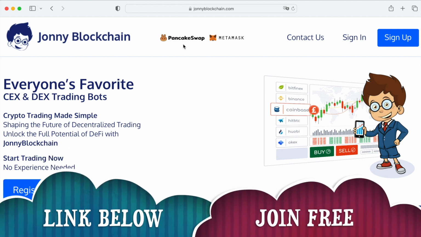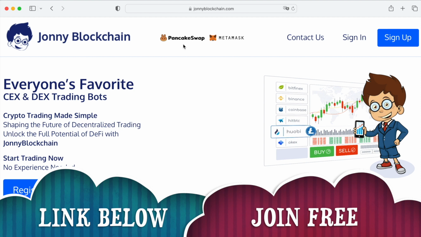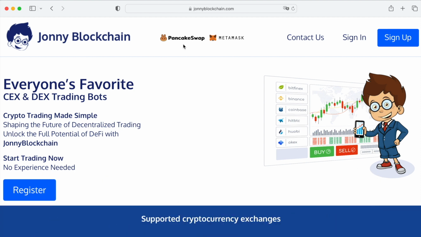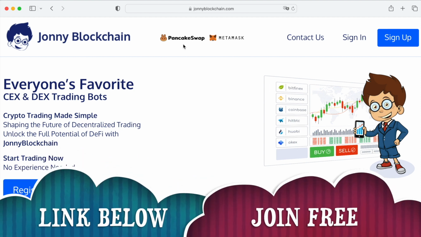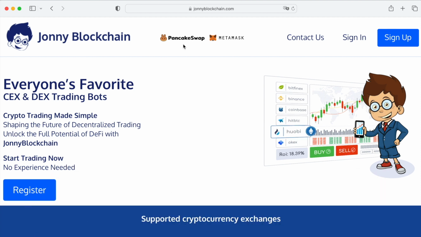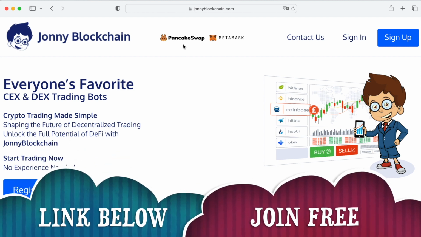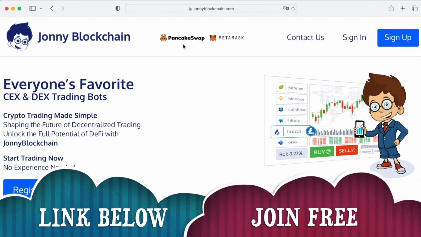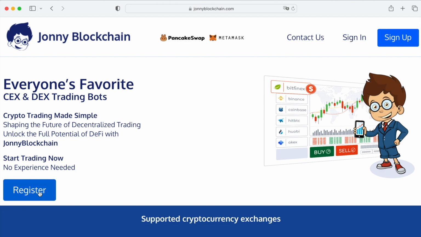Your funds stay inside your wallets all the time. So if you're using the decentralized, your funds stay inside your MetaMask. If you're using the centralized on Binance, then your funds stay inside your Binance account. You don't have to send your funds to this platform to do the trading for you. You can create a free account by clicking on sign up or register.